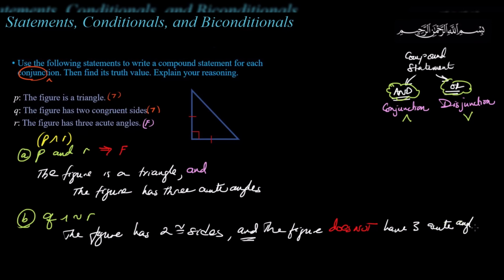So in this case, the figure has two congruent sides, that's true, and the figure does not have three acute angles, that's also true. So this particular compound statement, this conjunction, will be true. Notice R was a false statement, and the negation of a false statement is true. So we have two statements that are true, both connected here, and since both of them are true, this conjunction will also be true.